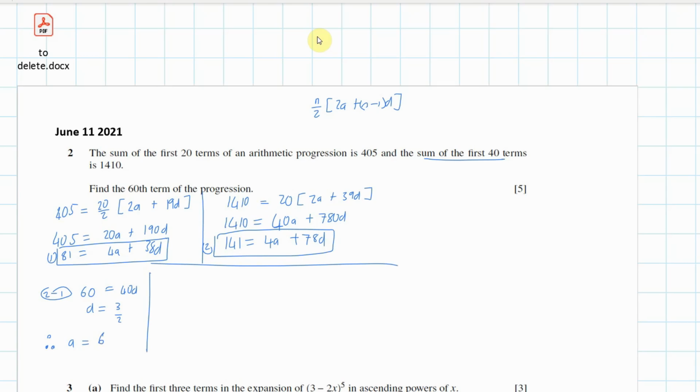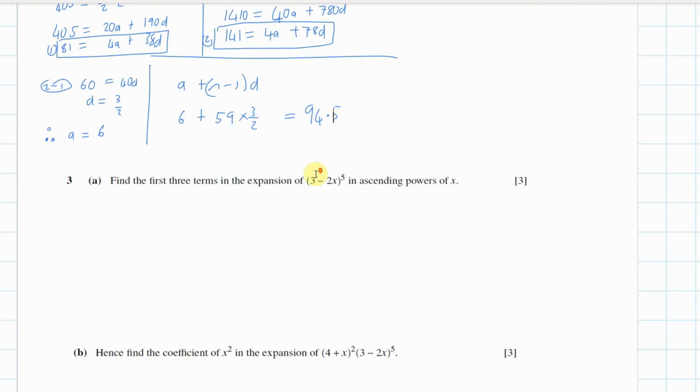Okay, now the last bit is find the 60th term. Now the nth term is a plus n minus 1 d. Now we know a is 6. The 60th term is going to be 59 times d, because we've got 59 differences there. Now what do we get when we do this? 94 and a half. Alright, lovely.